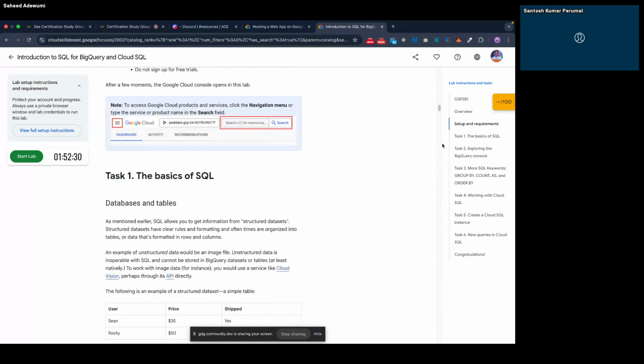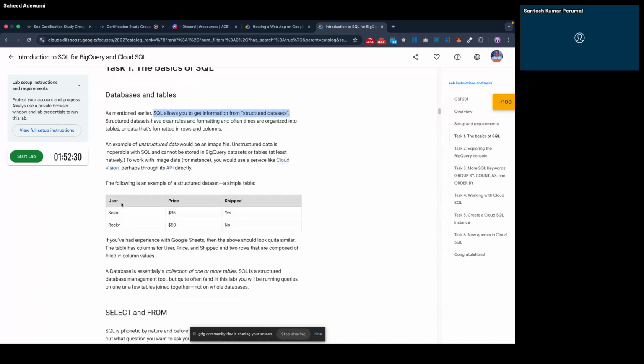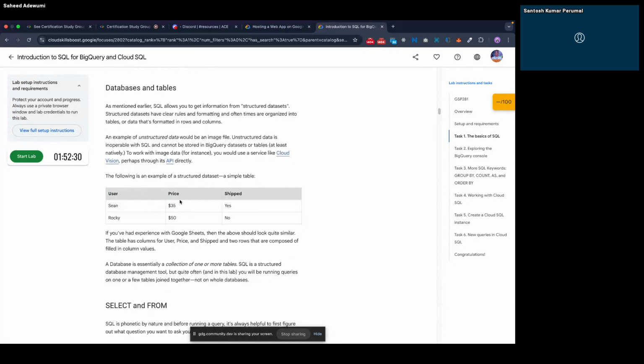So we have task one, the basics of SQL. SQL allows you to get information from a structured dataset. For structured datasets, can you see, we have the column and row. The header is the title of the label. Like we have users, which is San and Rocky, and we have the price $35 or $50, and shipped, yes or no. This is structured data, because you can see it's all structured. You can even decode what this table means.